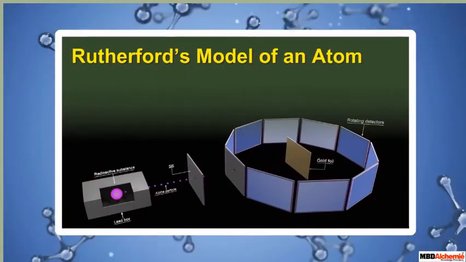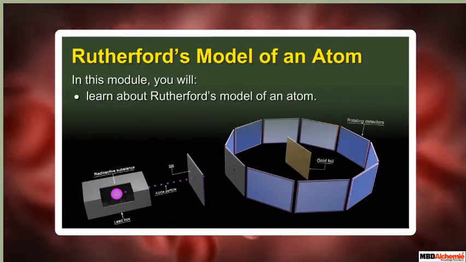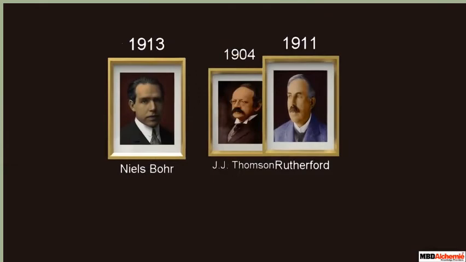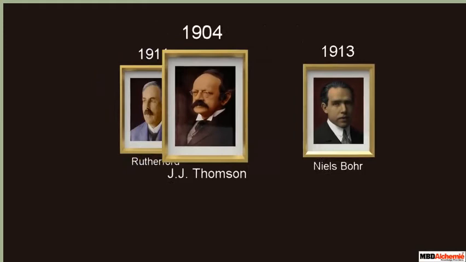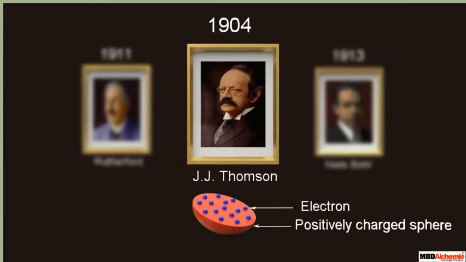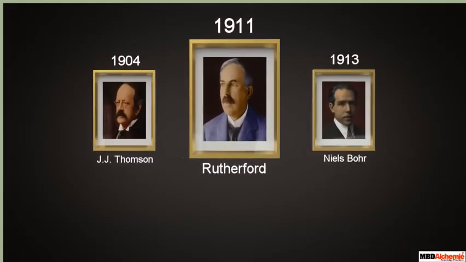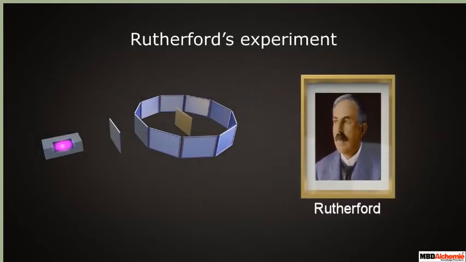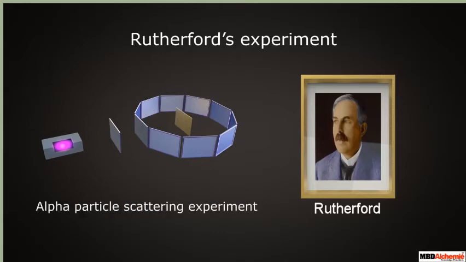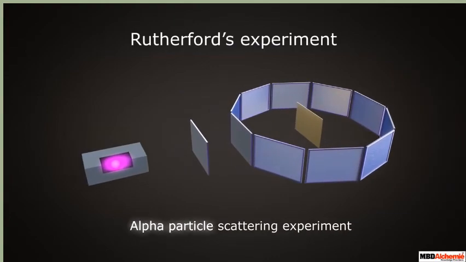Rutherford's model of an atom. In this module, you will learn about Rutherford's model of an atom. A number of scientists worked on the structure of an atom. One of the first scientists was Sir J.J. Thomson, but his model could not explain the results of several experiments. One of those experiments which could not justify the Thomson model was done by Rutherford. Rutherford's experiment got popular by the name of alpha particle scattering experiment. To understand about his experiment, let us first see what alpha particles are.